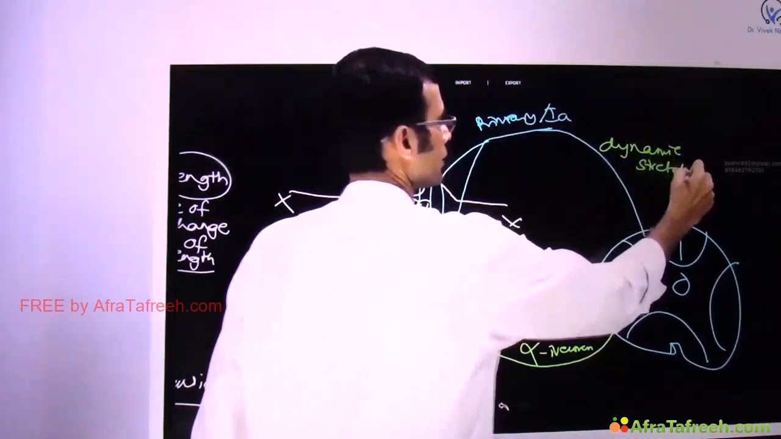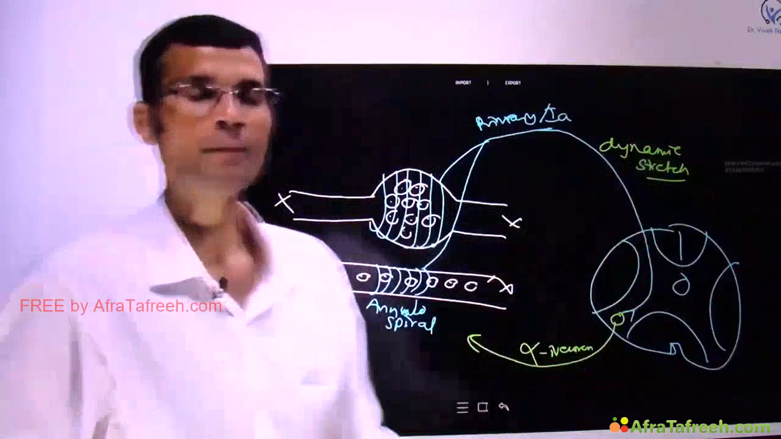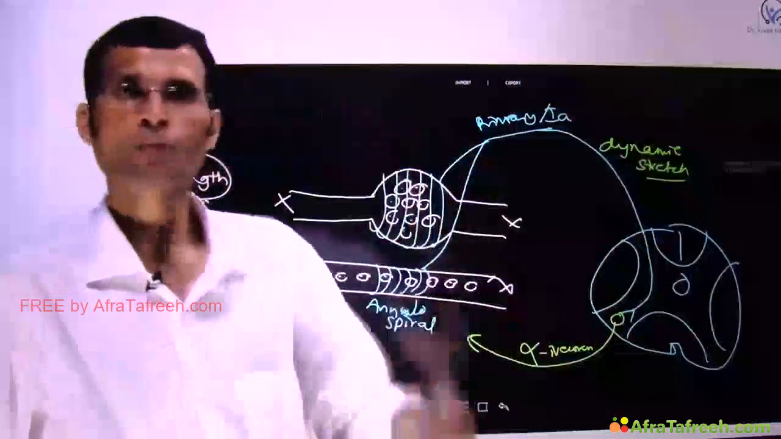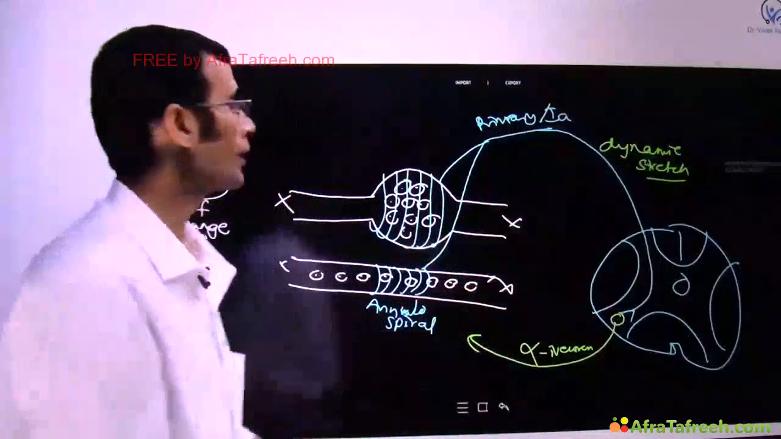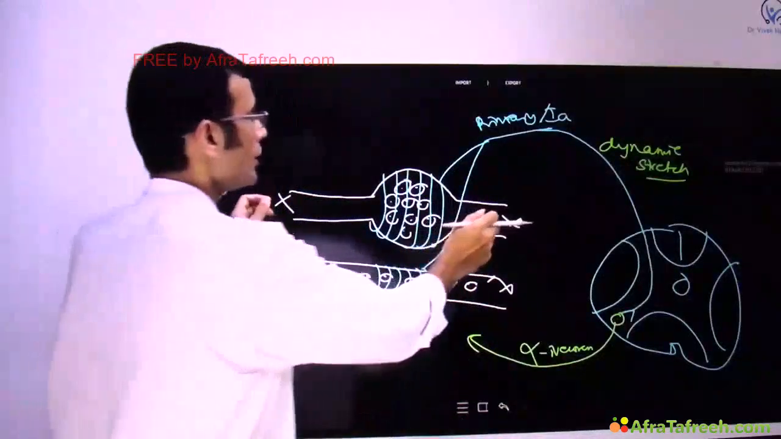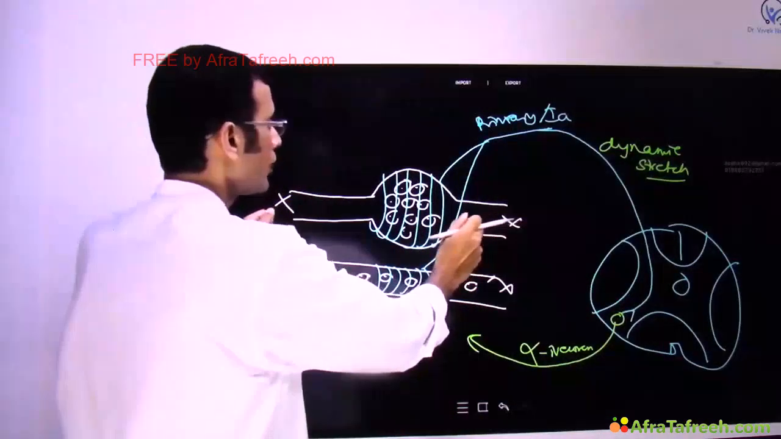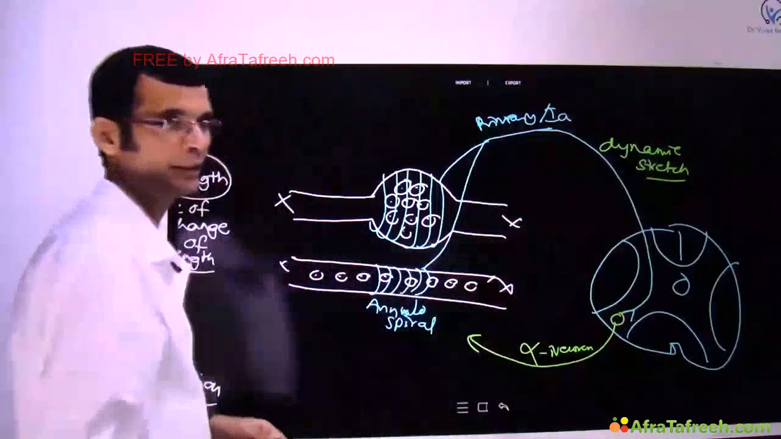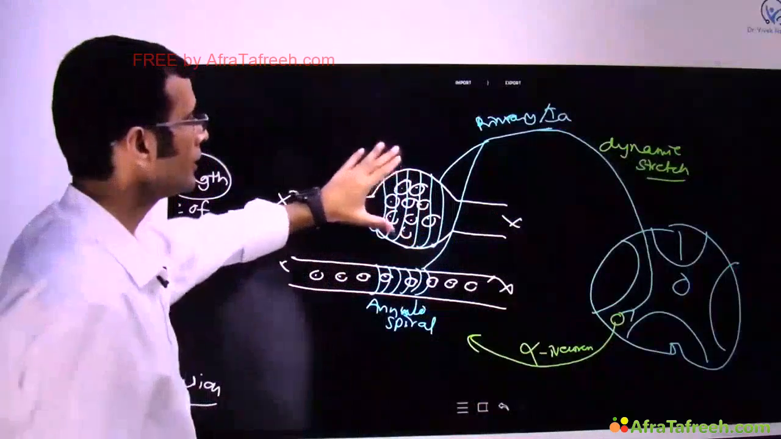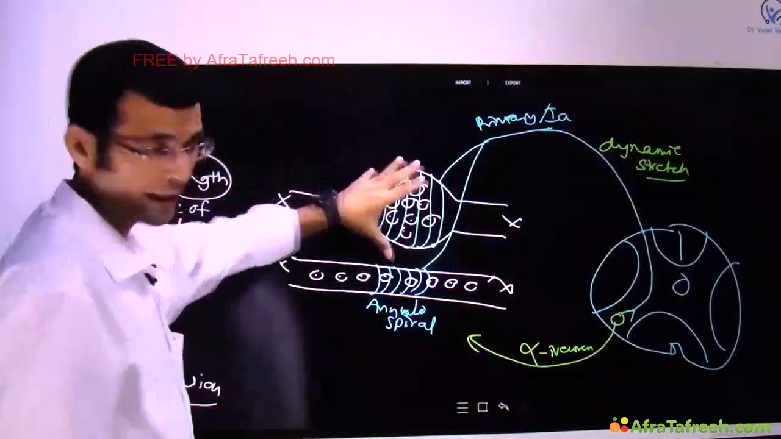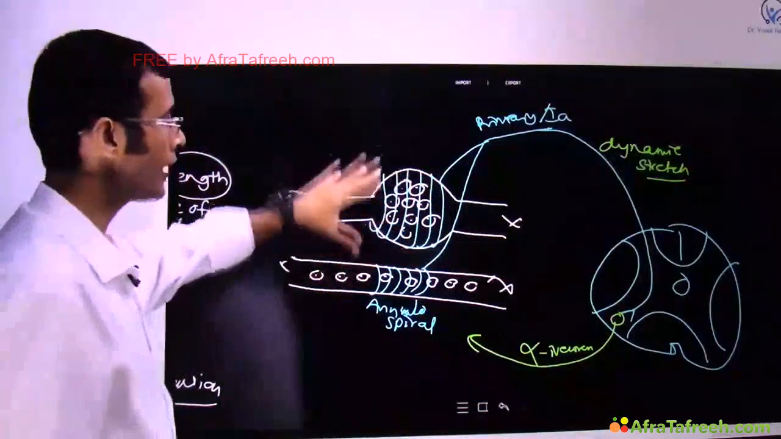The knee jerk is an example of dynamic stretch reflex. When you tap over the tendon, the muscle is stretched suddenly. Therefore, the intrafusal fibers are stretched suddenly. Their central portions, the equatorial portions, are the receptor portions.